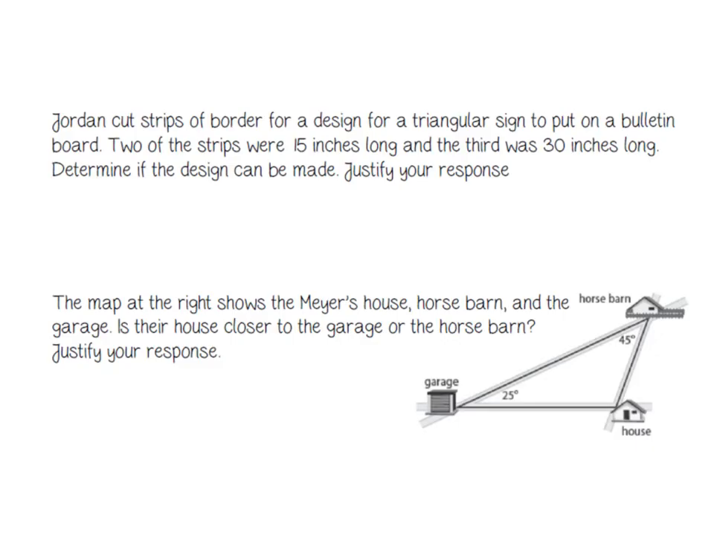All right, so here's two problems. This first one says Jordan cut strips of border for design for a triangular sign to put on a bulletin board. Two of the strips were 15 inches long, two of them, and the third was 30. Determine if the design can be made. So does it make a triangle? So we have to do that A plus B must be larger than C.